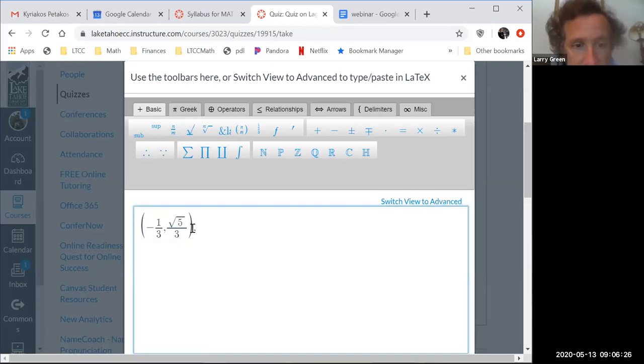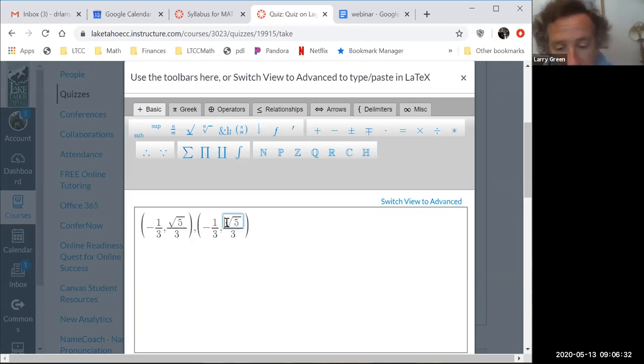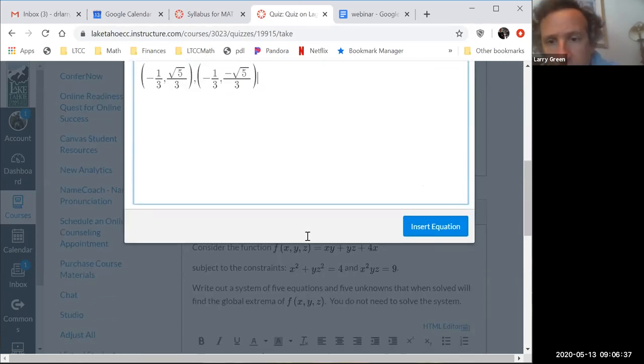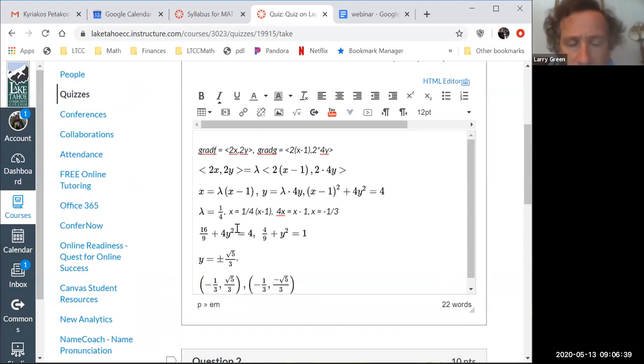And then our second one, I'm just going to copy and paste this guy. And then we have a negative root 5 over 3. Any questions at all on problem 1?